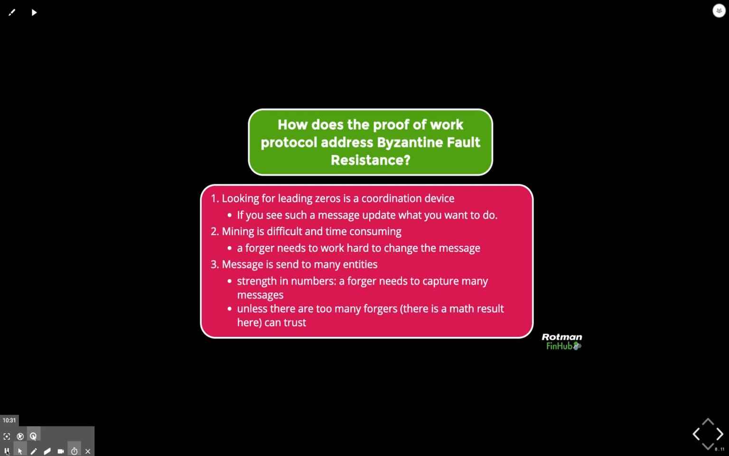So since messages are sent to many entities, there's strength in numbers. The forger would actually need to capture all the messages and do all of the forging, which is extremely resource intensive, which he cannot do. And so that essentially creates the resistance to a Byzantine fault, to a Byzantine attack.